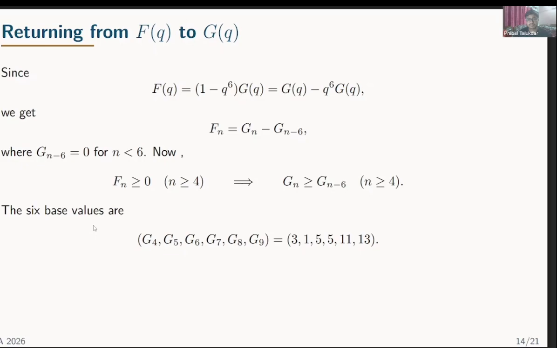Now the residue classes modulo 6 give a non-decreasing sequence. The 6 base values from G4 up to G9 are 3, 1, 5, 5, 11 and 13. All of these are positive, so the later terms are non-negative. This proves the first theorem.